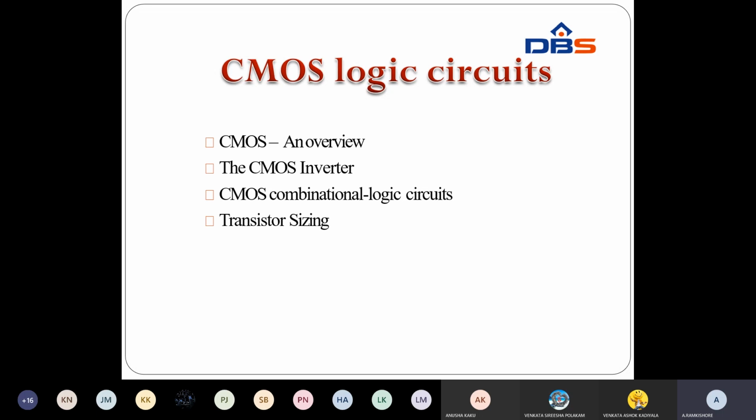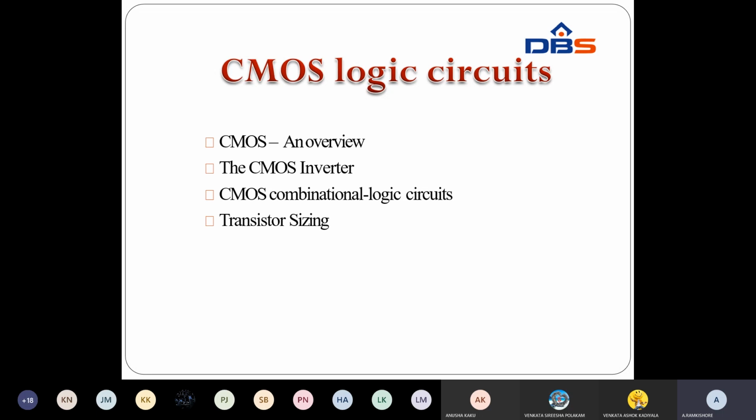Myself, Ram Kishore, from the EC department. In this semester, I will teach Digital System Design. The subject name is Digital System Design, and in short form we can call it the DSD subject. As usual, in this subject you have five units.